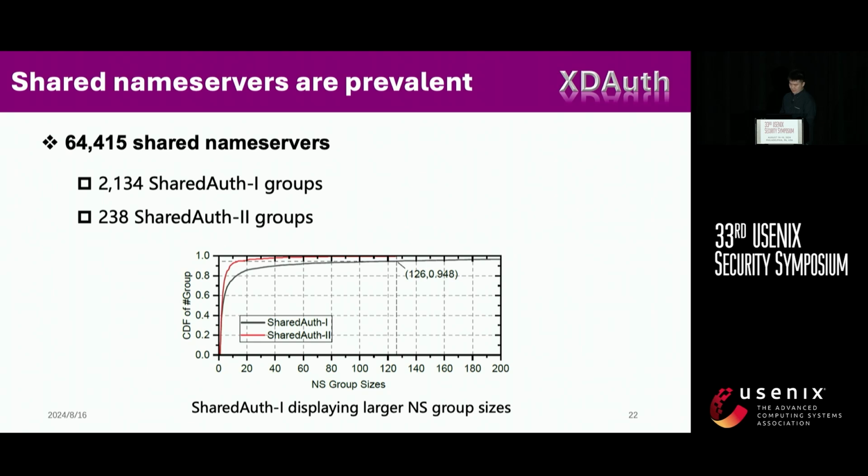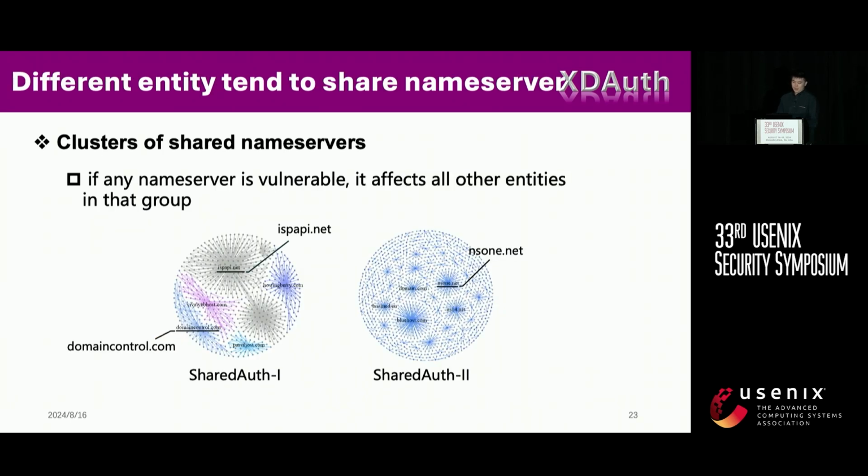So our results show that shared name server infrastructure is actually much more prevalent than expected among these entities. A total of 64,000 authoritative servers are sharing with others. Some large pools are even associating with dozens or even over 100 server names. And here we visualize some large groups which have shared infrastructure behind. We find some large DNS service providers are actually associated with multiple other platforms, like domaincontrol of GoDaddy and NS1. They both have relations with some other platforms.